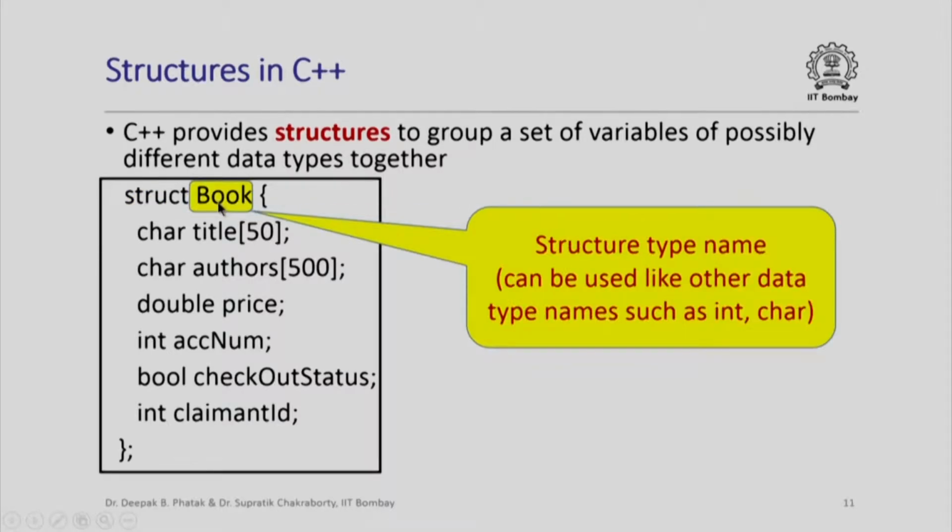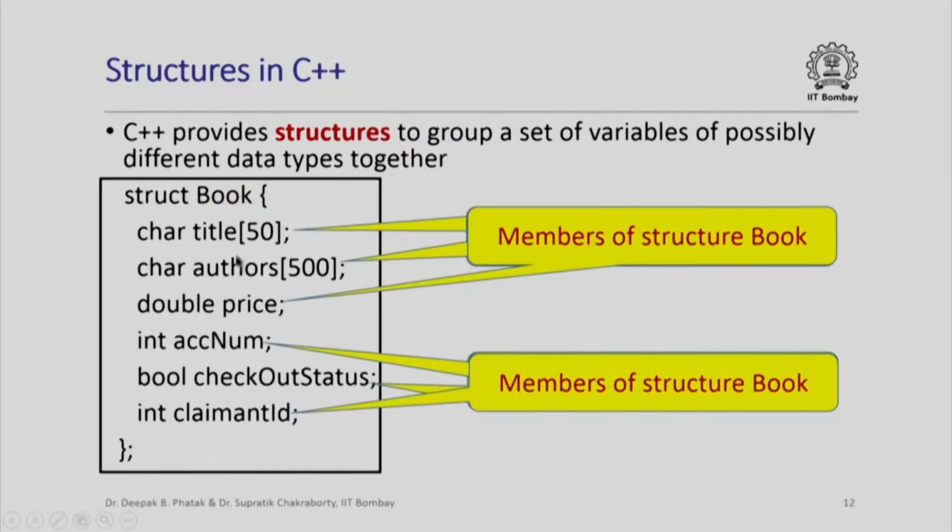Book is the name of the structure type that we are defining, and this is just like the name of any other data type like int or char. So for example, I could define variables of type book, I could define arrays of type book, as we will shortly see. These different things inside the struct definition are the things that basically store the different kinds of information about the book.